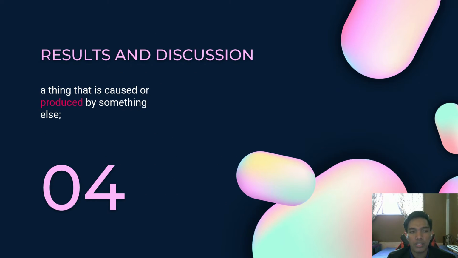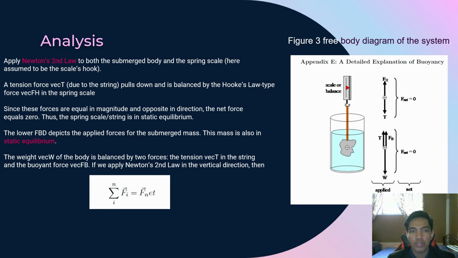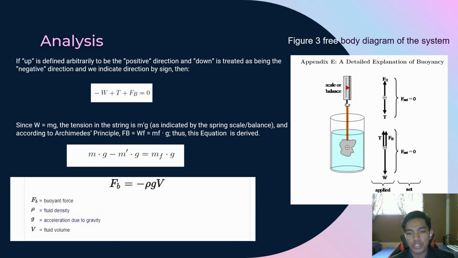Here are our results and discussion for the whole experiment. Here we are going to analyze the free body diagram of the system based on Newton's second law. We have three forces, which are tension, buoyant force, and the weight coming from the metal cylinder or the wooden cylinder itself. The total net force of this system is going to be 0. Here we can see the general equation for the buoyant force.